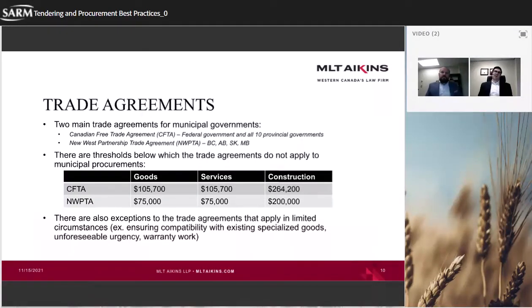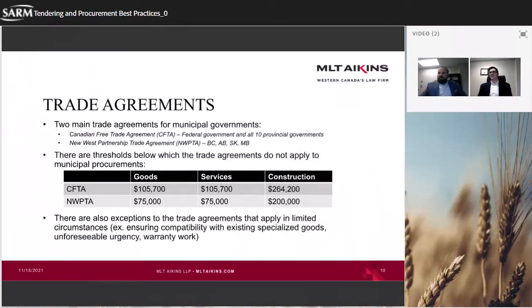For example, ensuring compatibility with specialized goods. So you've bought something that's like a proprietary technology. Already you've bought it, and you need to service that proprietary technology. Well, that might be a situation where there's only actually one person who can come and do the work, without voiding all your warranties. Just having a handyman who's never seen this machine before tinkering with it isn't a good idea. And then there's unforeseen urgency, warranty work, which I just mentioned.